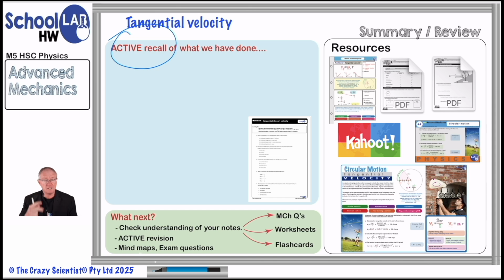We had 2 equations for the tangential velocity. Hopefully you've got them written down in your notes. One equation we explored here, the 2 pi r over t equation, and we talked about how that came about. And then we used another one, which we're going to be talking about in later videos when we talk about angular velocity. That was the tangential velocity linked to radius and, of course, the angular velocity as well.